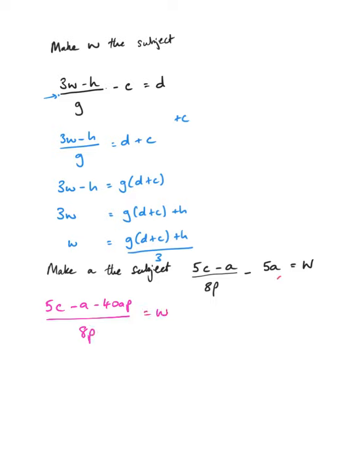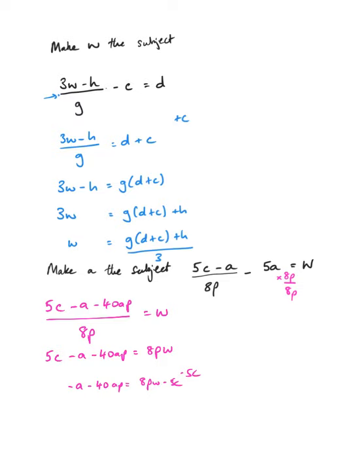And so what I've done there is I've multiplied by 8p over 8p, which is obviously the same as multiplying by 1. That gives me that 40ap over 8p. If I multiply both sides by 8p, I'll have 5c minus a minus 40ap equals 8pw. And then what I'm going to do is minus the 5c from both sides to get minus a minus 40ap equals 8pw minus 5c.